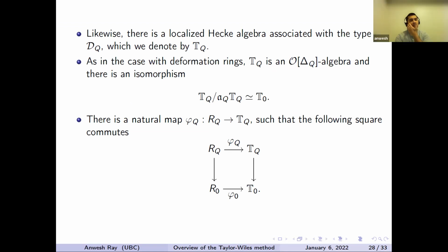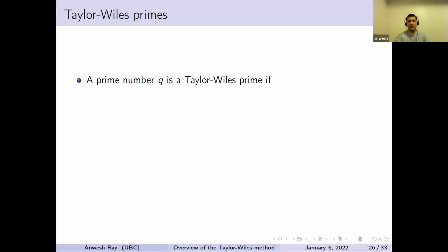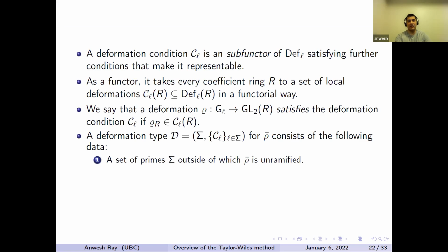Yes. So I think what you're asking is, let's go back to the deformation datum. I'm sorry, there's a lot of slightly technical talk which I haven't precisely defined. So what is the deformation datum here? This calligraphic D gives us conditions on our global deformation. Here sigma is a set of primes outside which Rhobar is unramified.